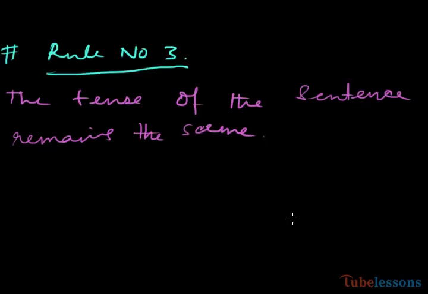And the third rule is the most important one, that is, the tense of the sentence remains the same. Every verb is in a particular tense, so you cannot change the tense of the sentence. If the action of the sentence is in present tense, while changing it into passive voice, you have to keep it in present tense only. Or if it's in past tense, you have to keep the sentence in past tense only. So, these are the 3 rules you have to keep in mind while changing from active to passive voice.